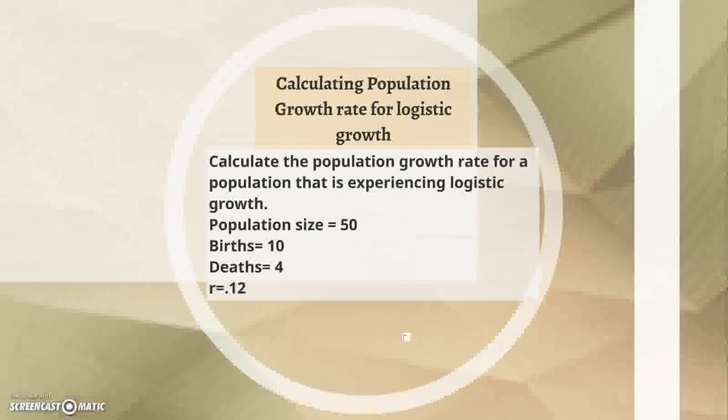Okay, so this time, we're trying to find population growth rate again. Okay, but this time we've got to do it for logistic growth. Okay, we know our population size is 50 again. That we have 10 births and 4 deaths, just like our population last time. And we're going to have the same growth rate. Okay, and we're going to see what happens to that population size when we take into account carrying capacity.